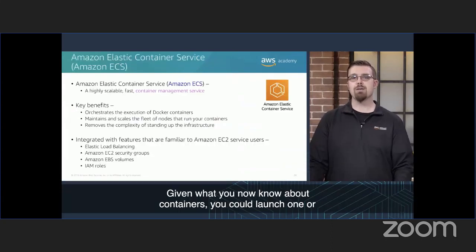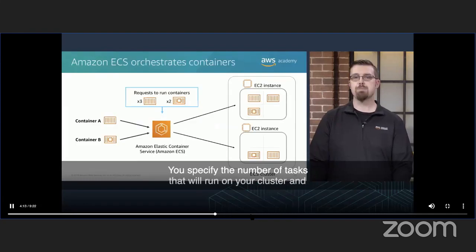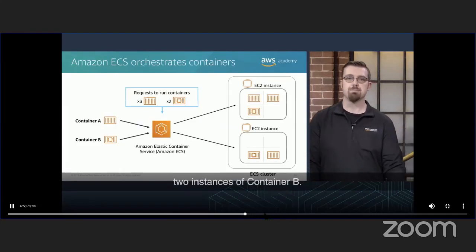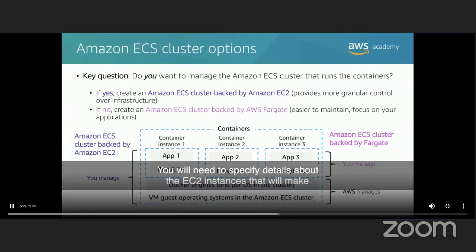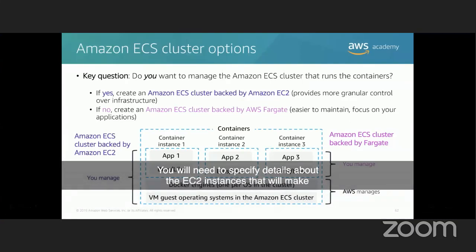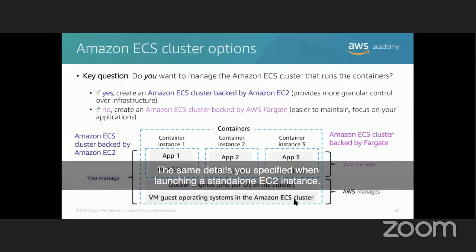Given what you now know about containers, you could launch one or more Amazon EC2 instances, install Docker on each instance, and manage and run the Docker containers. You will have more granular control over the cluster, and the cluster will run on EC2 instances that you manage. To manage the cluster yourself, choose either the EC2 Linux Plus networking or the EC2 Windows Plus networking cluster option. You will need to specify details about the EC2 instances that will make up your cluster, the same details you specified when launching a standalone EC2 instance.